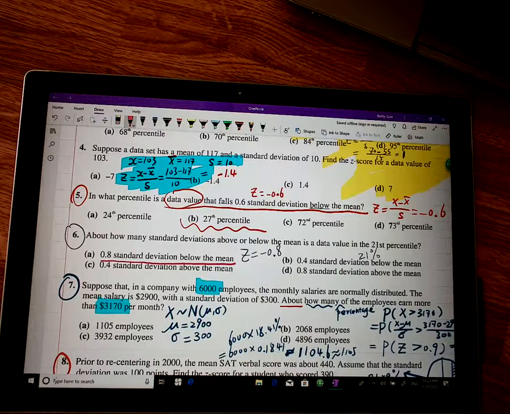Okay? If you still have some doubt or confusion from the previous video about relative standing and the z-score, I think this section would help you understand z-score a lot better.